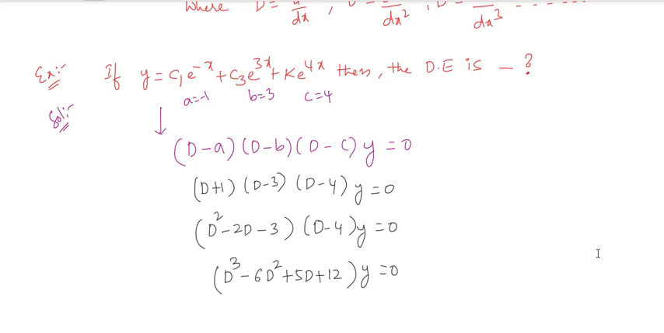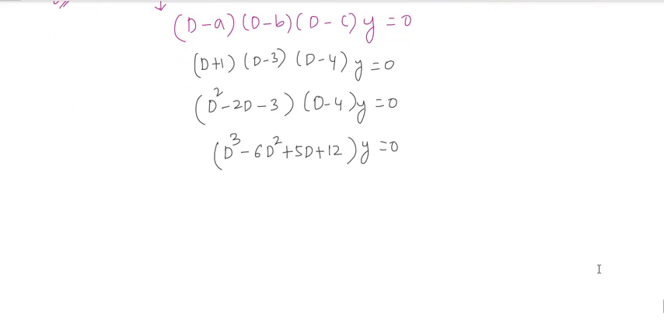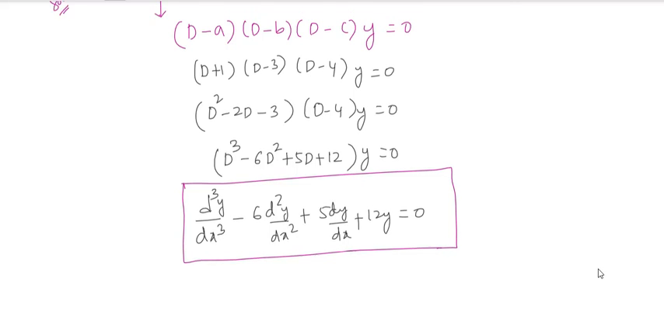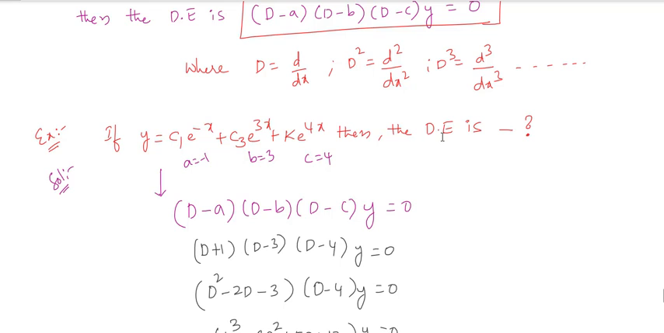Now if I write it in the expanded form, D cube means D cube by dx cube, am I right or not? This y will be multiplied. So d cube y by dx cube minus 6 into d square y by dx square plus 5 into dy by dx plus 12y is equivalent to 0. This is the differential equation for the corresponding equation. Are you understanding what I'm saying here? If the given equation is of this form, you can directly represent it like this. Clear with my point? This is how you have to solve it.